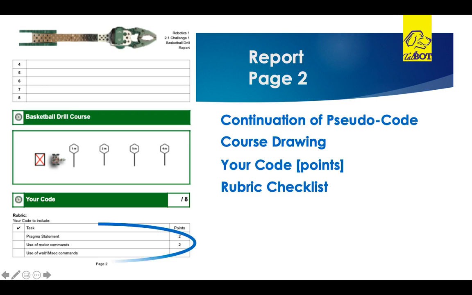Okay, the next thing I show you is the rubric and a checklist. So I'll give you a little bit of a checklist on the left. So if you want to just put an X to make sure that you have all those things, this is just to make sure you get it. So here are your points. In this case, including the pragma statement is going to be 2 points. Using motor commands is 2 points. Using the wait 1 MSEC command is worth 2 points. And as we'll see on the next page, comments are also worth 2 points. I have at least 2 points on comments in every challenge. So make sure you put your comments in there so that you can understand your code and I can understand it.